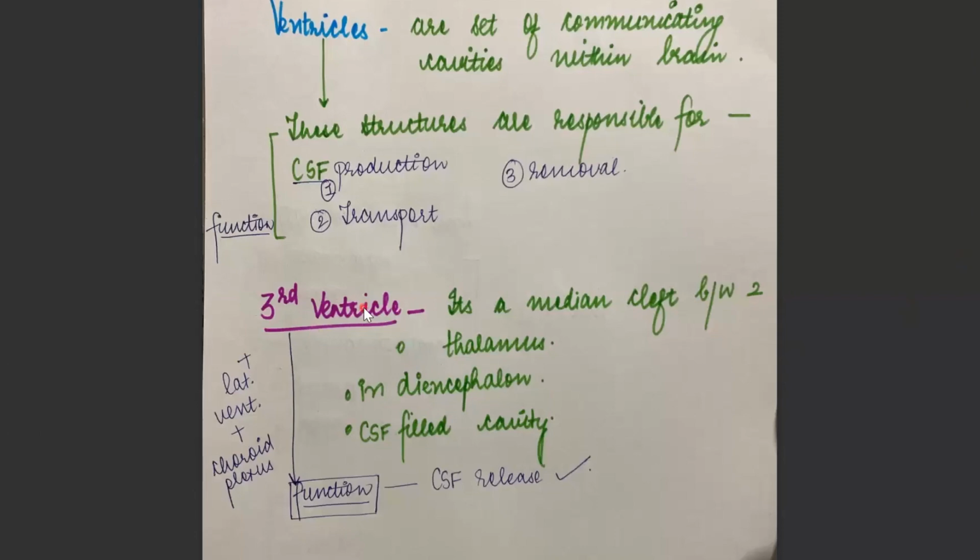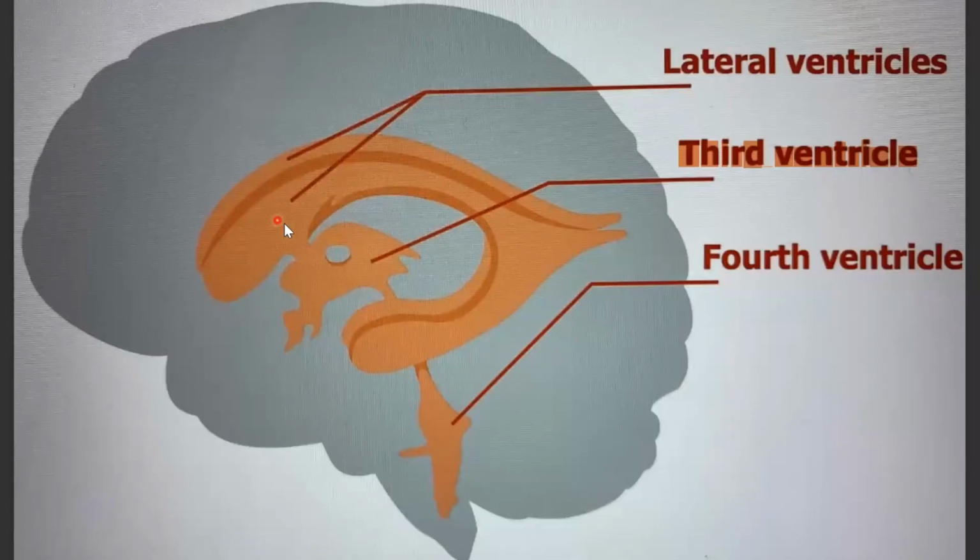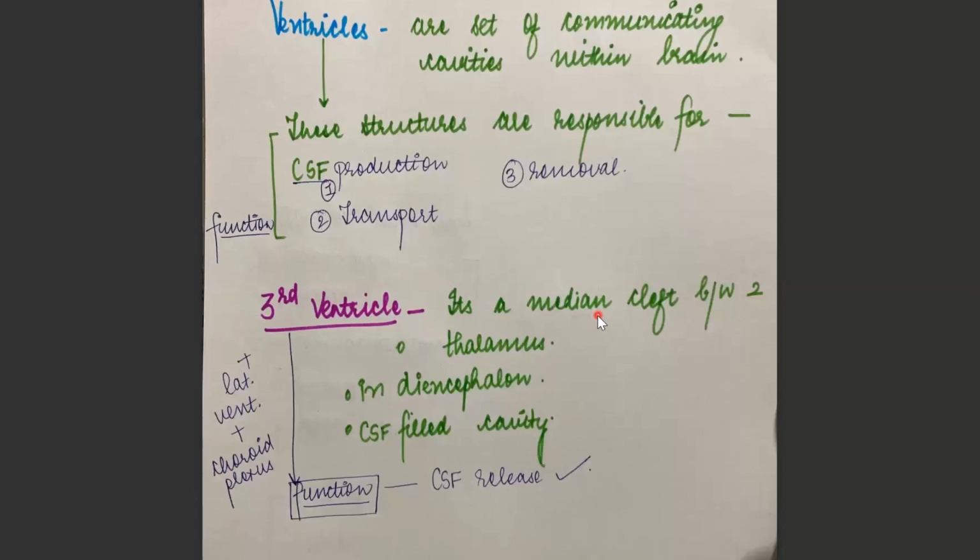Fine. So the third ventricle is basically a median cleft because it is a middle portion between the two ventricles, which is anterior superiorly surrounded by the lateral ventricles, and down and posteriorly it is surrounded by the fourth ventricle. It is a median cleft present between the two thalami, in the diencephalon, which is a CSF filled cavity. Its function is CSF release. The third ventricle, along with the lateral ventricle and the choroid plexus, releases CSF. So this is the definition: it is the median cleft present in the diencephalon, which is the CSF filled cavity.